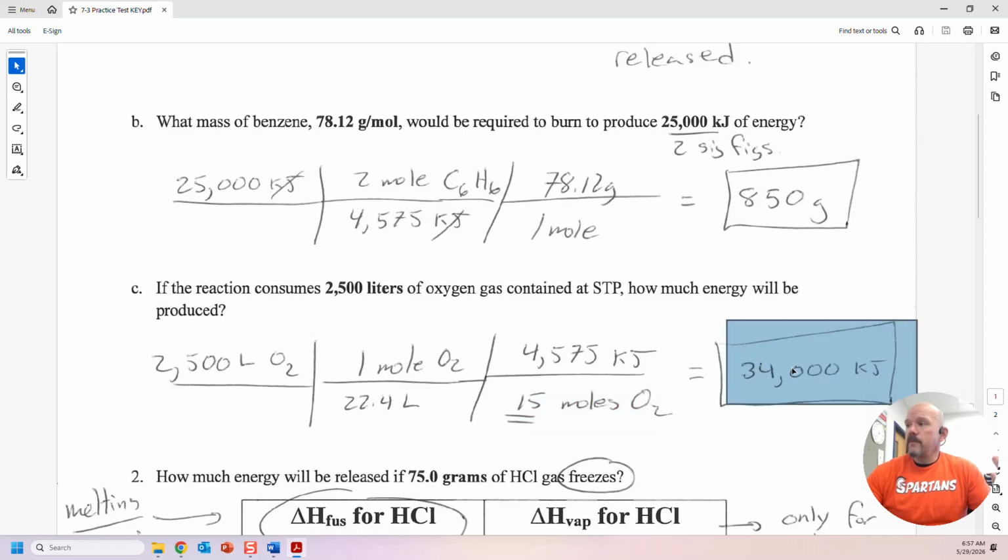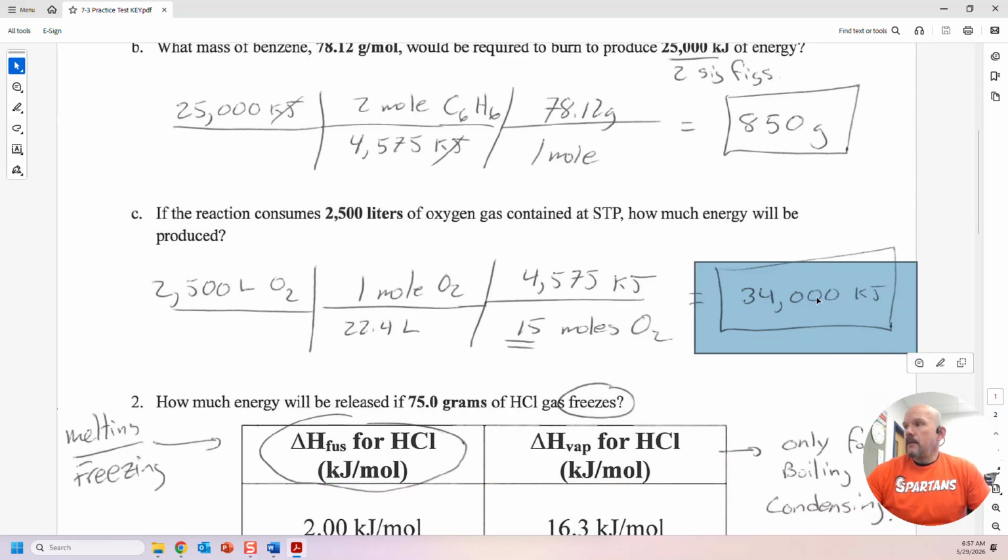And again, we should be thinking about sig figs. This energy value only had 2, so that's why part B had to be 2 sig figs. And then this volume only had 2, and so that's why we had to round to 2 sig figs there. You can put it in scientific notation if you want, like 3.4 times 10 to the 4, but that would be the right number of sig figs.